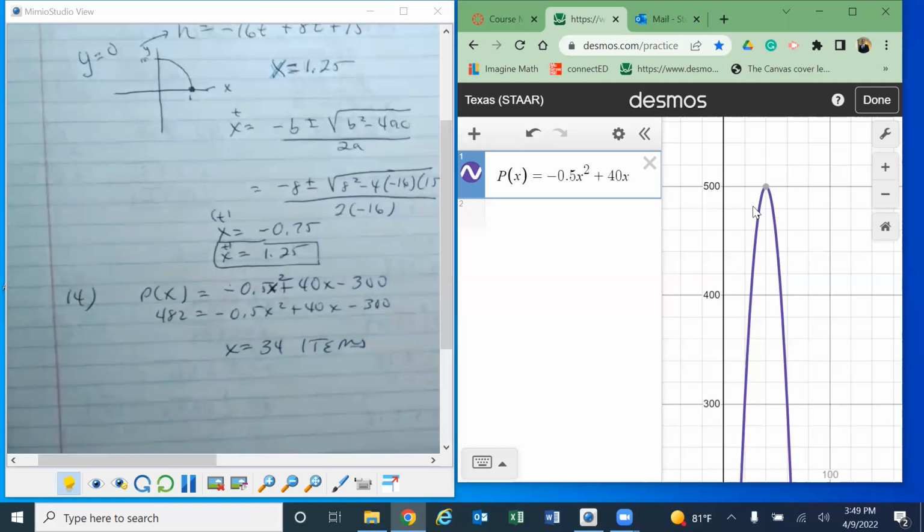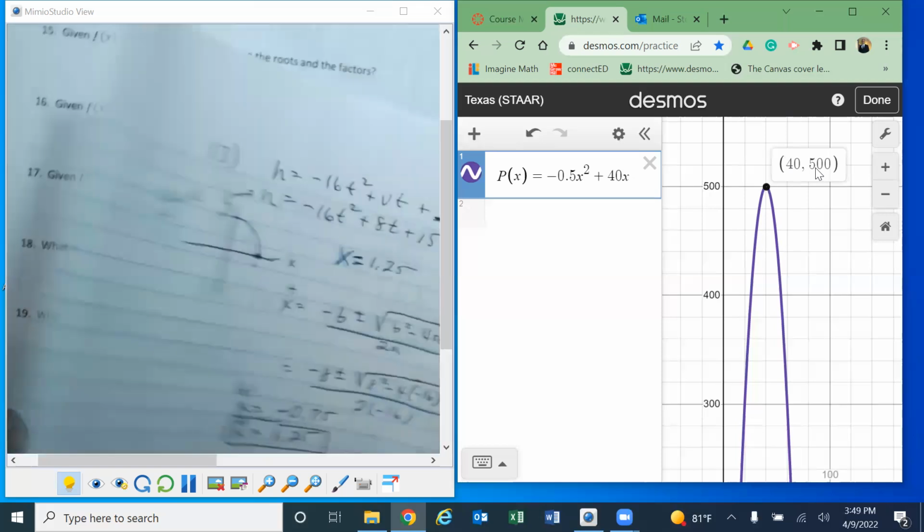Now, why is it not the other one? If you notice the other one, this is the peak. So this is the number of shirts they can sell to make the maximum profit. To make $500, it's 40 shirts. Then they start losing money as you make more shirts. So 40 shirts makes a maximum profit of $500. All right, that's how you do those problems.